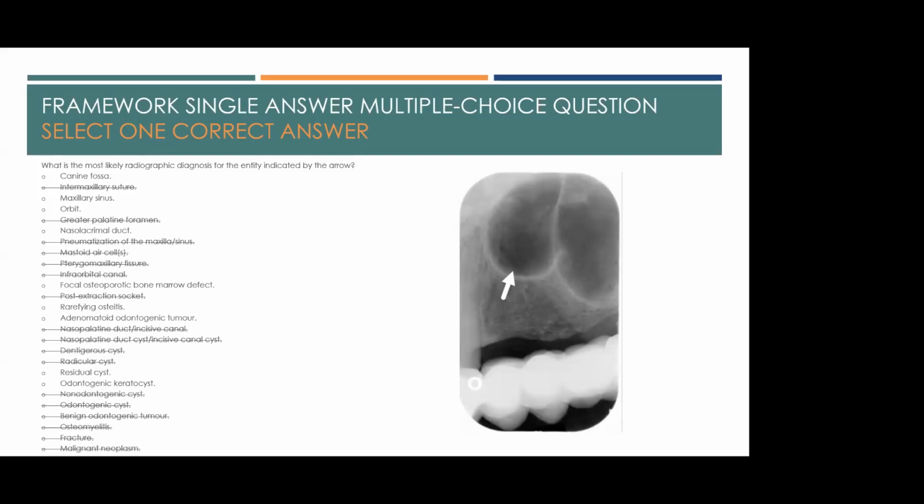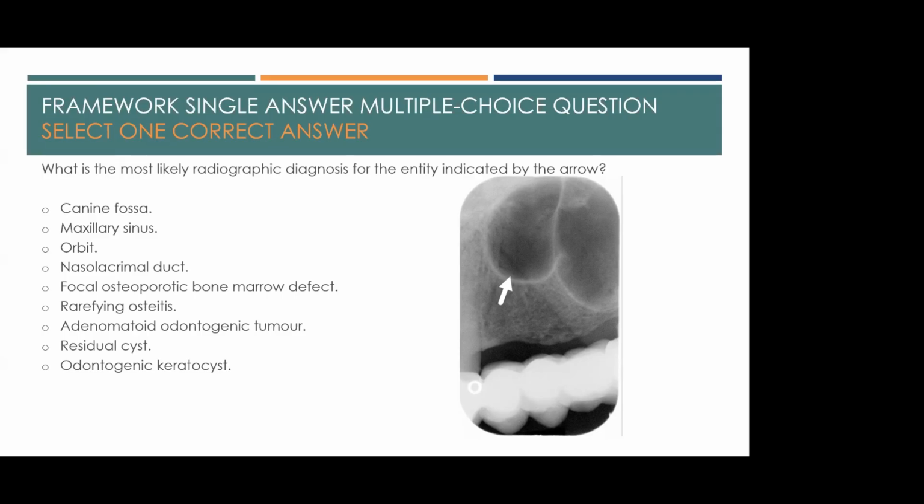So what the examiners do is provide a radiograph that they want to use with this framework. They then eliminate answers that they don't like and decrease the number of available answers to 15 or less. So on the exam, your questions will look more like this. You will have the radiograph and the question, what is the most likely radiographic diagnosis for the entity indicated by the arrow? And you'll see a shorter list of possible answers. If you answered maxillary sinus for this question, you would get a full 1 mark.